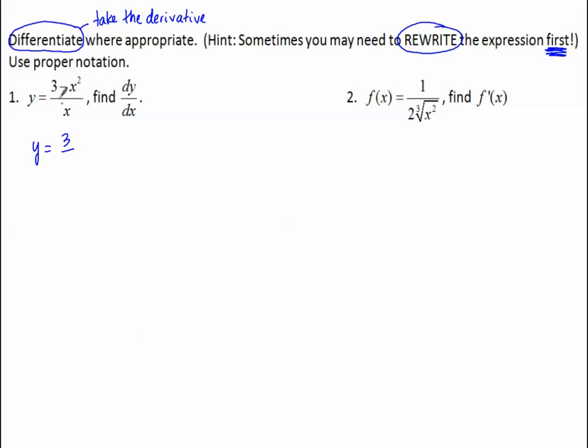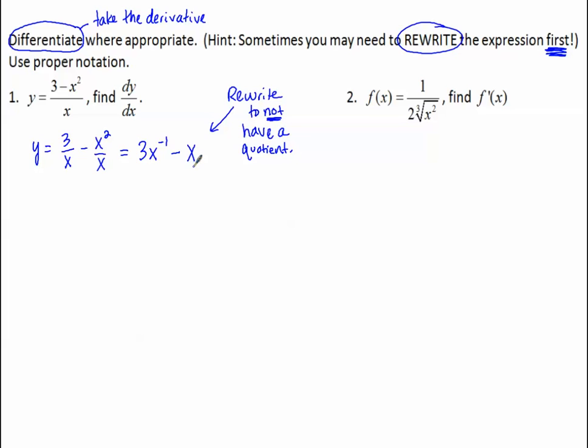Here's what I mean. X can be a common denominator into both parts of the numerator. Then I can simplify it so I don't have a quotient. 3x to the negative 1 minus x squared over x makes x. So what did we do here? We did a rewrite to not have a quotient.